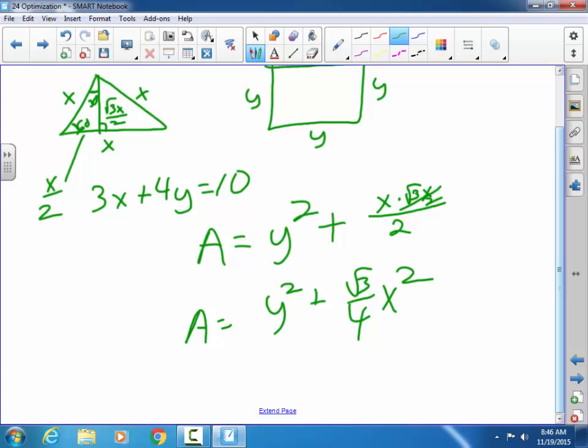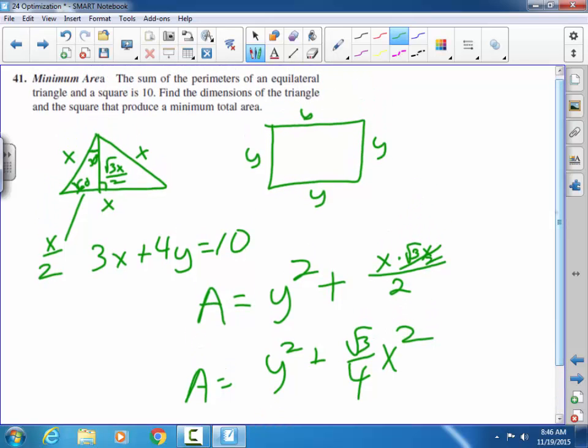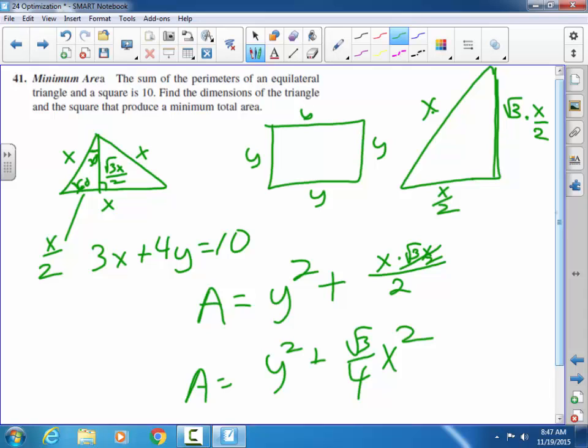Y'all agree with that? Why 4? Because the height of this triangle is root 3 over 2 x, not root 3 x. Okay? And let me draw it out because I kind of botched that up. We know that this is x. This side, the short side, is half of that, which is x over 2. And this side over here is the square root of 3 times as long as the short side, which is x over 2. If you go back and remember those things from 30, 60, 90 triangles.